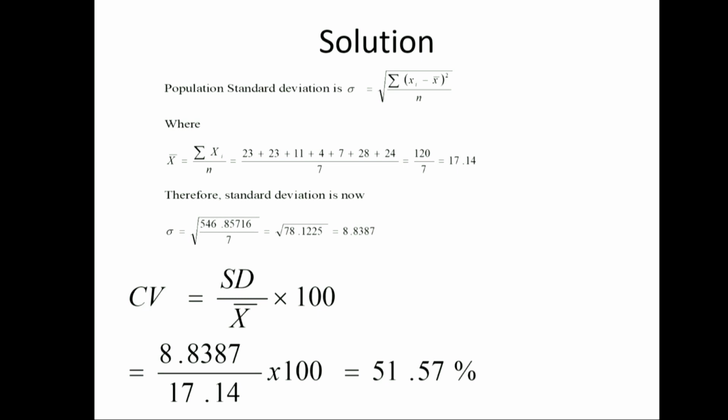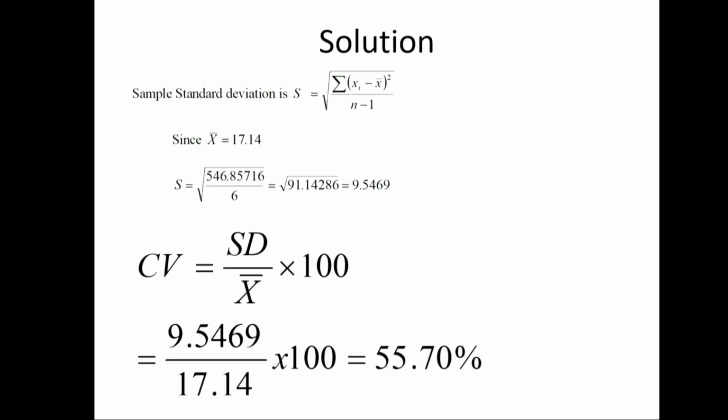Also, let's consider that of the sample. We are now going to take the sample standard deviation, which was 9.5469. We divide that by the mean, which is 17.14, and multiply by 100. And that will give us 55.70%. So that is that.